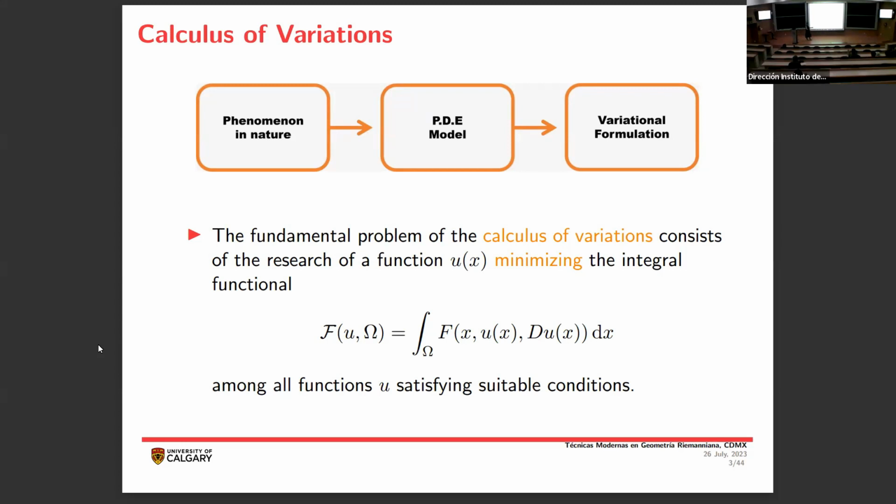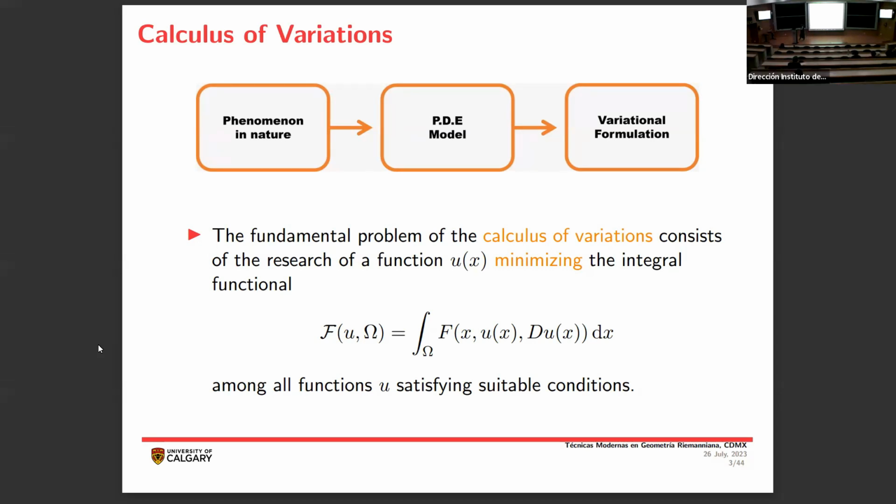Motivated by a lecture course that I took a long time ago when I was a bachelor student here in Mexico, by Monica Clapp, I do want to give you a little bit of an introduction about variational methods. The purpose is to lead to the connection between calculus of variations and calculus on metric measure spaces.